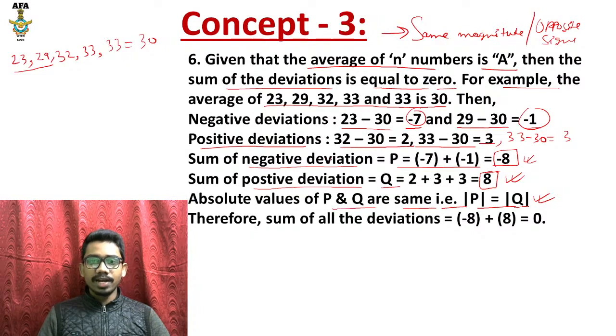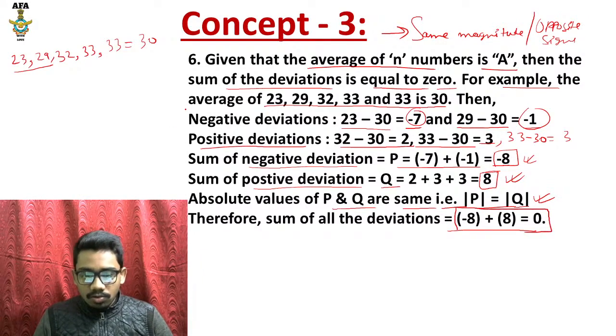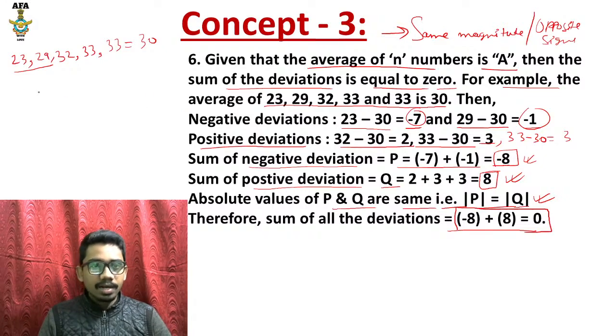Magnitude is same for negative and positive deviation. Absolute value of p and q are same, that is mod p is equals to mod q. Therefore sum of all deviation is 0. Just remember this thing, sum of all deviation is 0. So ये तो हम समझ गए, sum of all deviation 0 होगा. ये हमारे कहाँ काम आएगा?